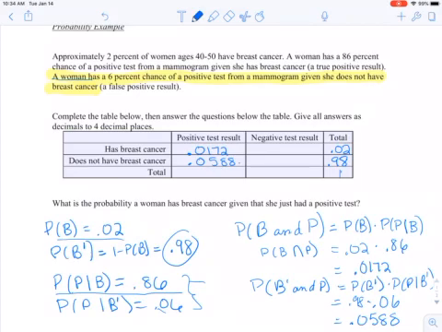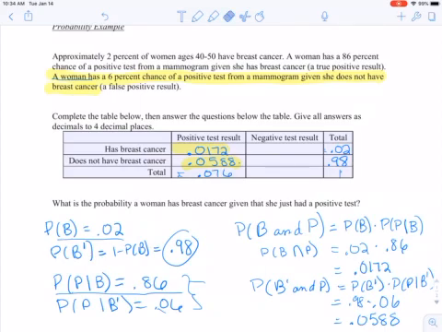Okay, now the rest of the table we can get from addition or subtraction, because remember, our row totals, these two added together will equal the row total. Okay, same thing with the column totals. These two added together will equal our total down here. So if we do 0.0172 plus 0.0588, we will get 0.076.